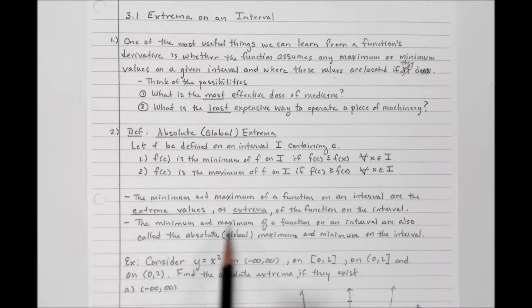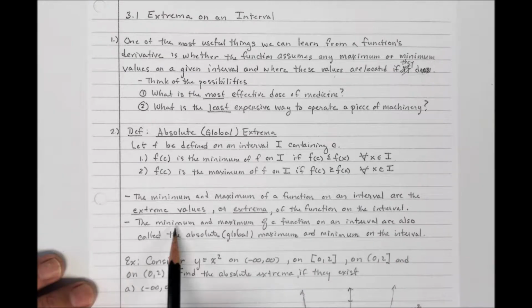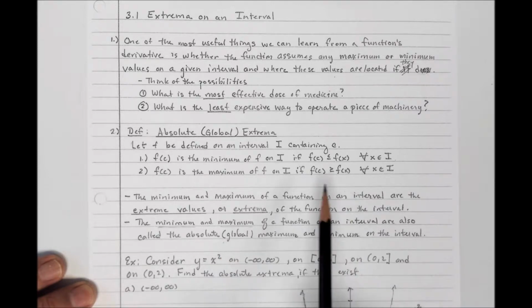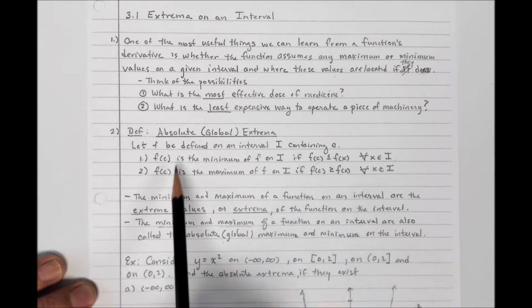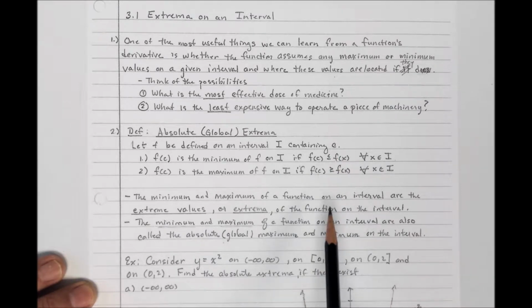So the minimum and maximum of a function on an interval are also called the absolute or global maximum and minimum on the interval. So if they don't put the adjective in front of it, it's assumed that it's there. Okay? So it's always the smallest, always the largest. And these are the values. These are the y's. These are not the x's. This is the x that finds the smallest y, or the largest y value.